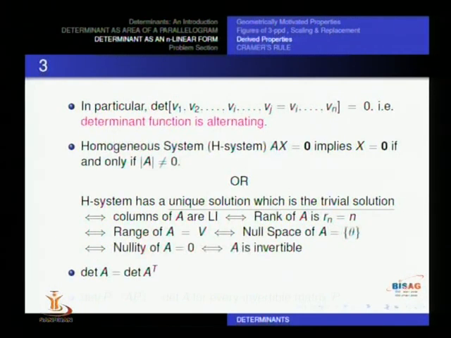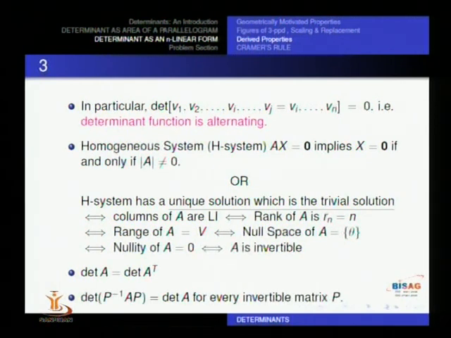The determinant of a matrix is the same as the determinant of the transpose of the matrix. That is another property. So if you write columns as rows and rows as columns in a square matrix and talk about the determinant of the new matrix thus obtained, the determinant value does not change. So determinant A is equal to determinant of A transpose.